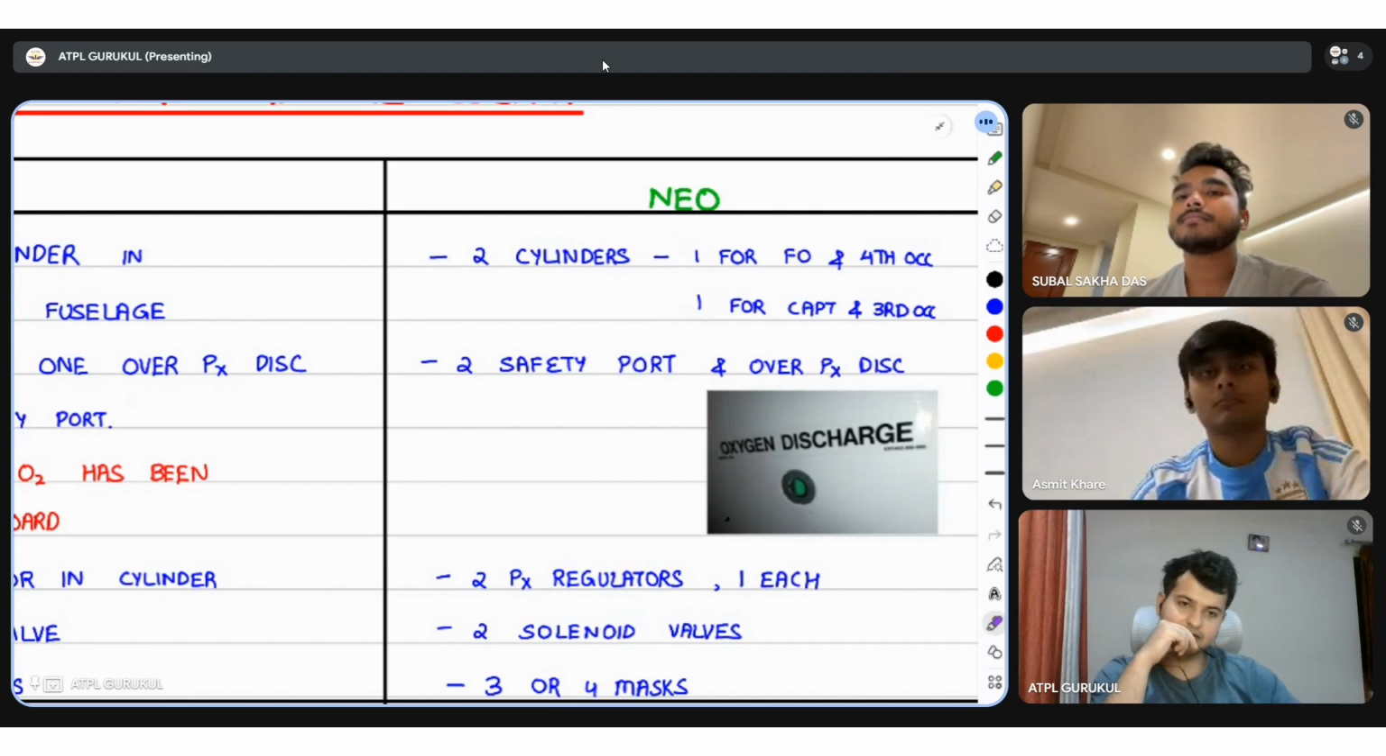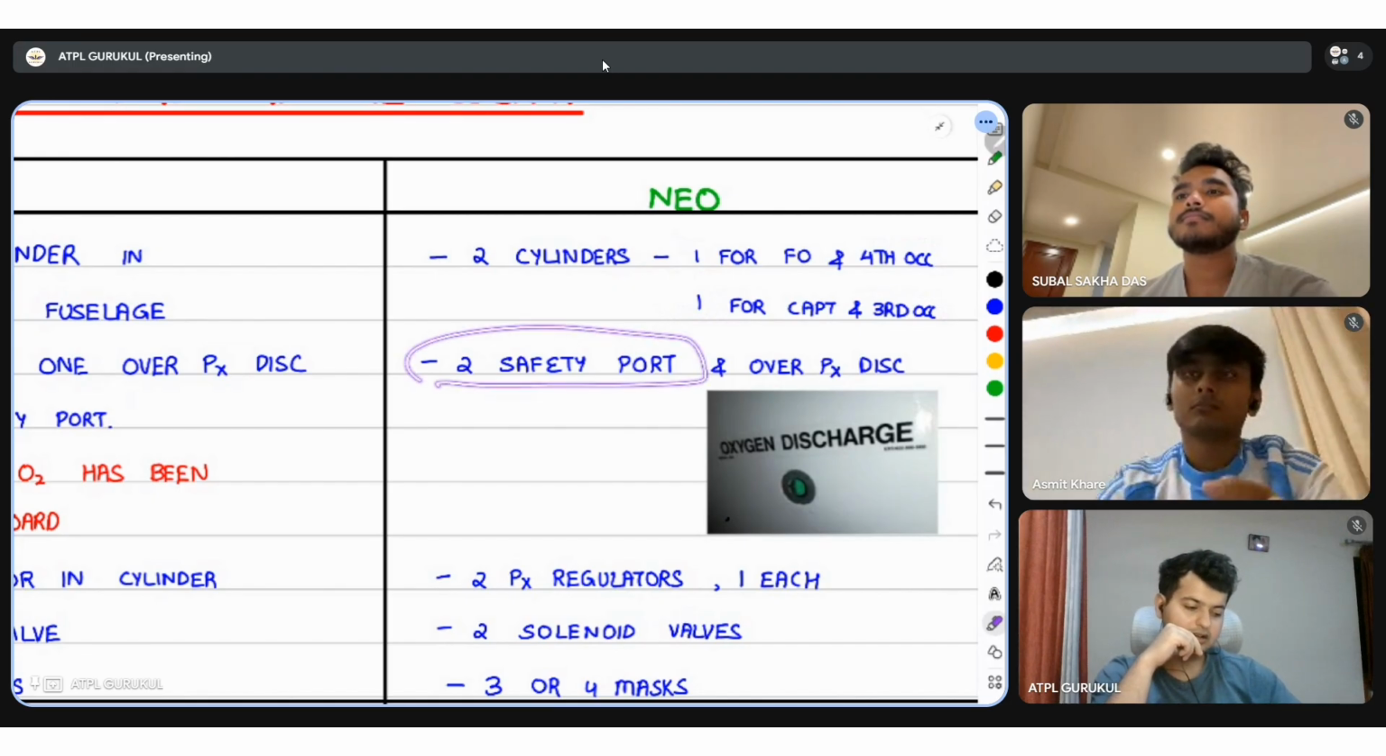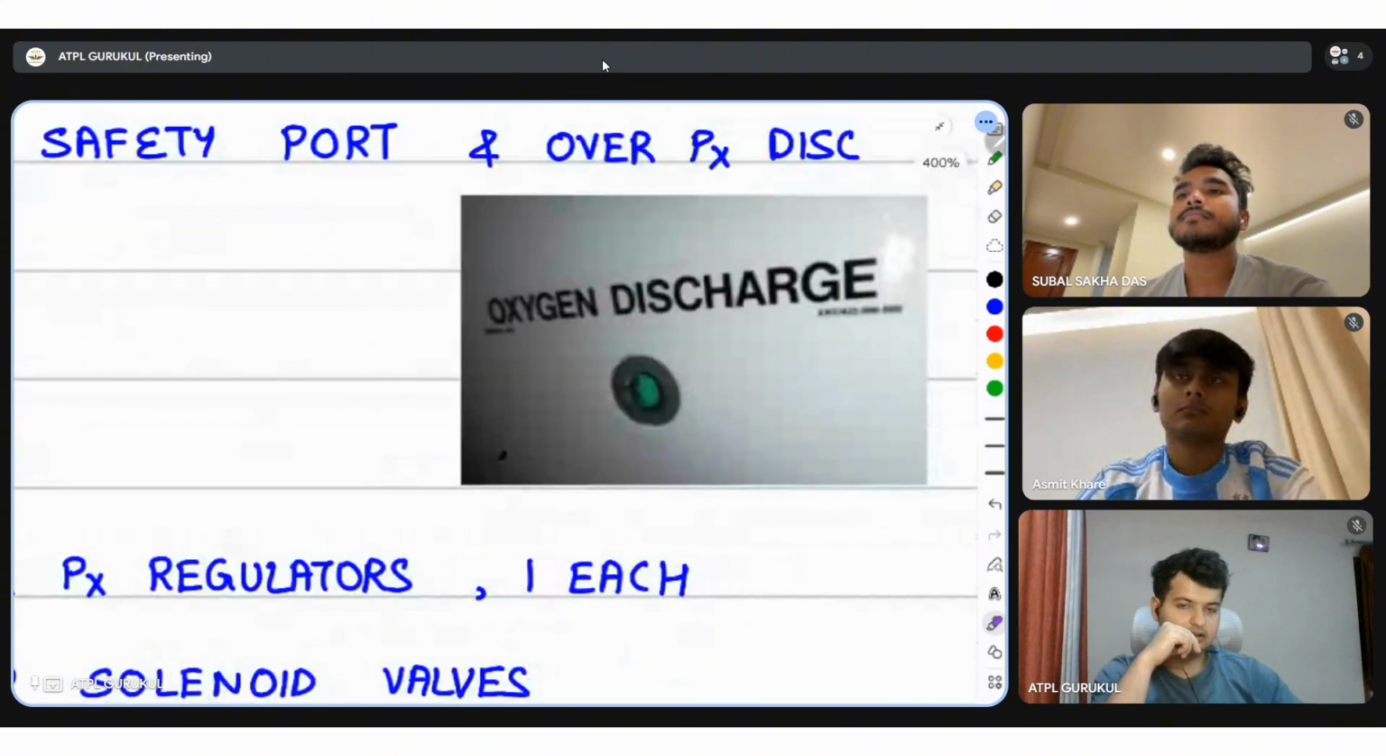Instead of having one safety port, you have two safety ports and an overpressure discharge disc.